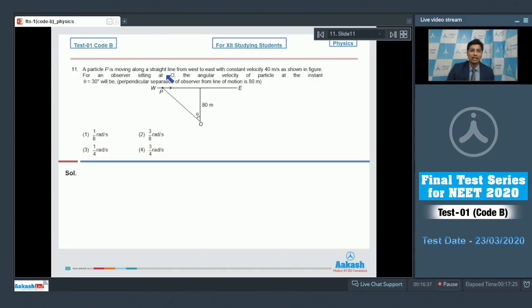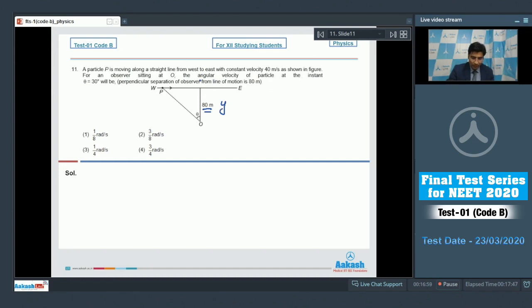Question 11 says a particle is moving along a straight line from west to east with a constant velocity 40 meters per second as shown in the figure. For an observer sitting at O, the angular velocity of the particle at the instant theta is equal to 30 degrees will be. It is given that the perpendicular separation is 80 meters. So this is given.